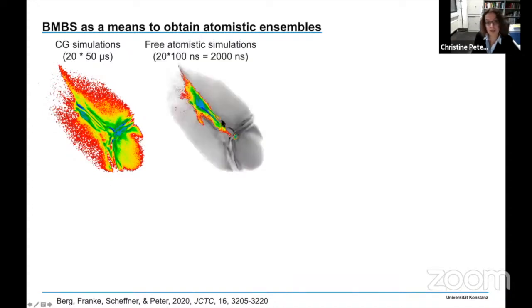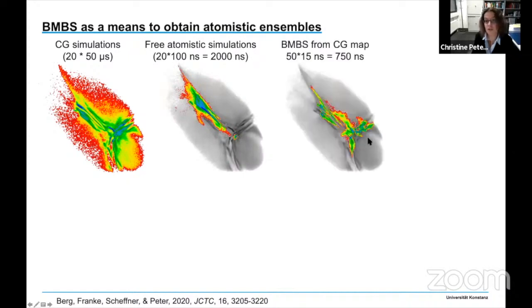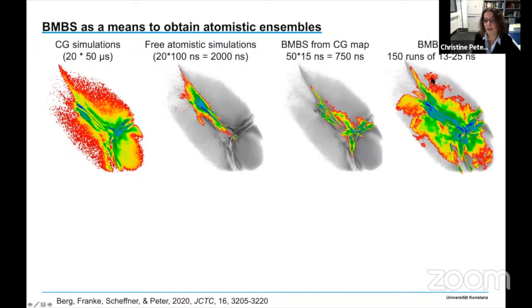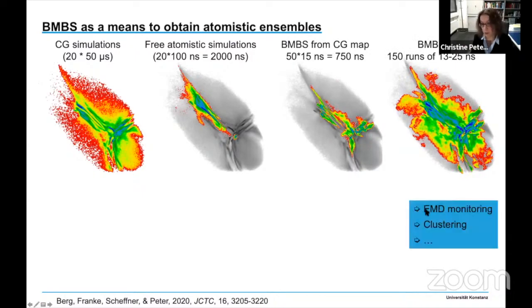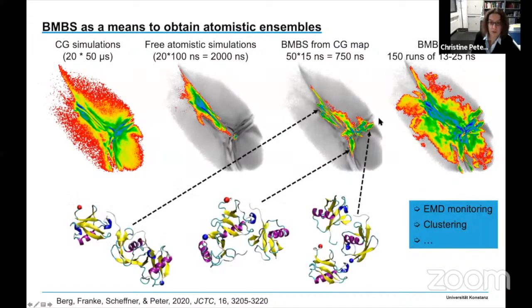Here you see, again, the atomistic simulations projected into the same map, the free atomistic simulation. Here you see a first set of backmapping-based sampling data. And here you see an expanded set of backmapping-based sampling data. And now, of course, what's ongoing is that we do our monitoring with Earth mover distances. We do clustering. For example, you can have a look at typical structures you see in these T arms. And as I said, this is an ongoing project.